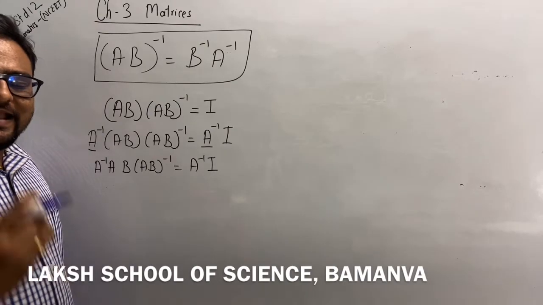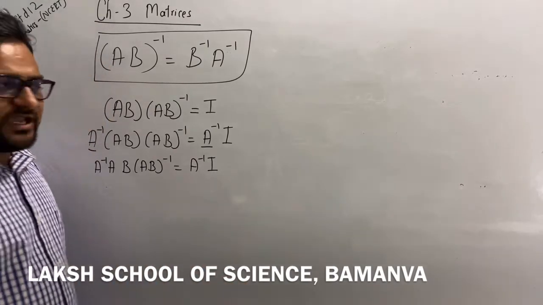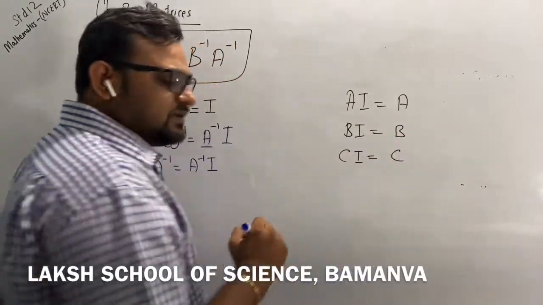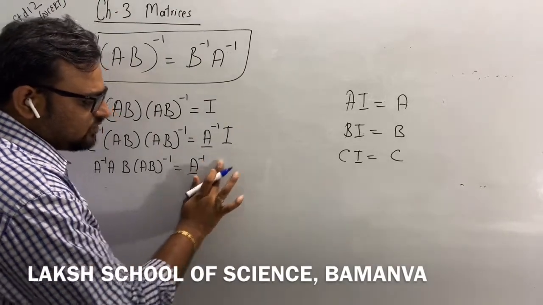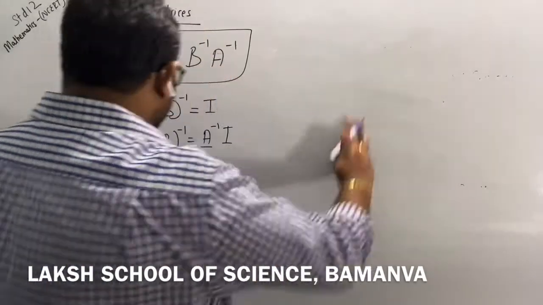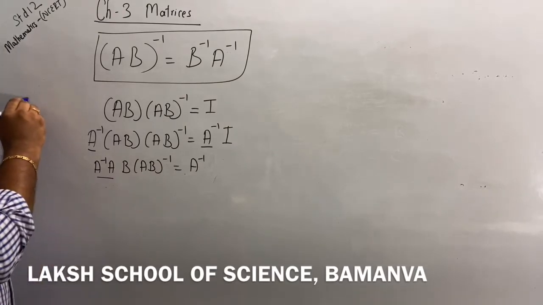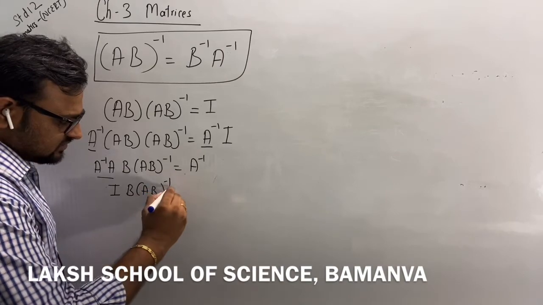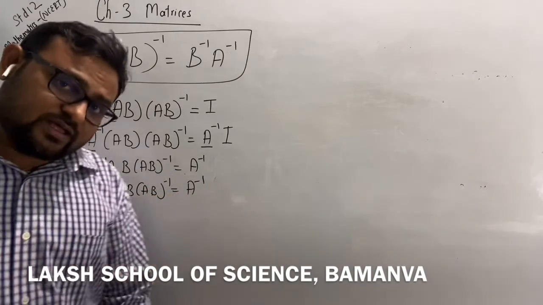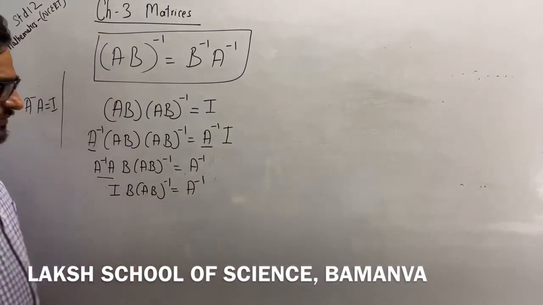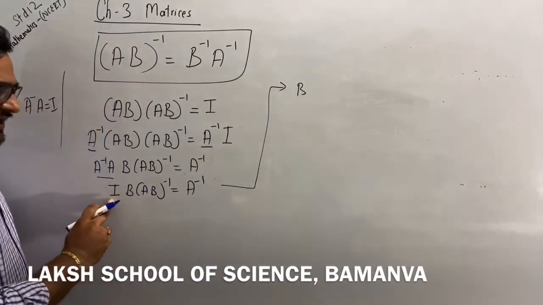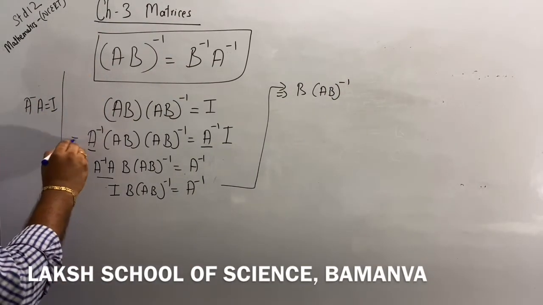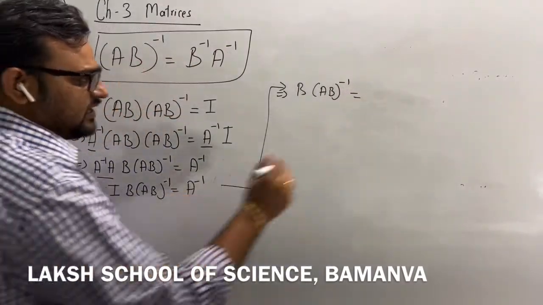Now, when you multiply any matrix with identity, the resultant will be same. Like if you're multiplying A into I, it will be A. Any matrix B into I, it will be B. Any matrix C into I, it will be C. So A inverse I will be equal to A inverse. Now, what is A inverse into A? A inverse into A is equal to I. So I can write I B (AB) inverse is equal to A inverse. Again the same property: multiplying identity matrix with any matrix, the resultant will be same. So instead of I into B into (AB) inverse, I am writing B into (AB) inverse is equal to A inverse.